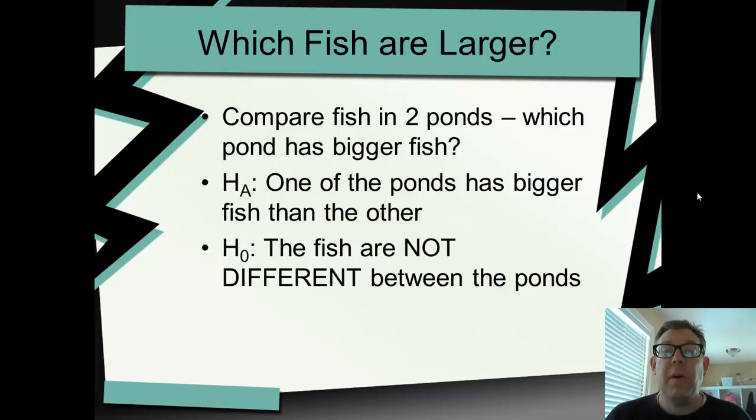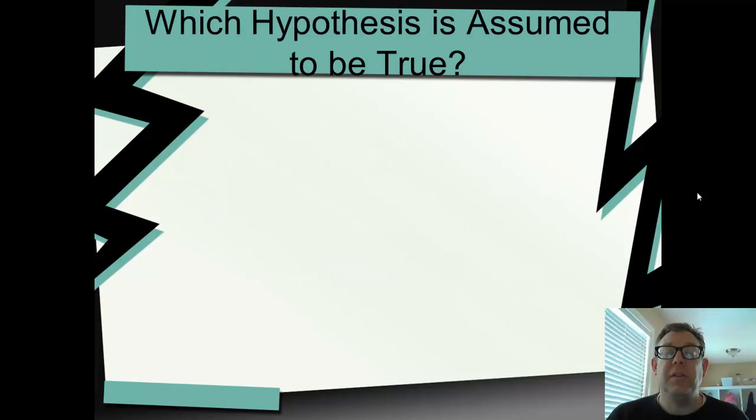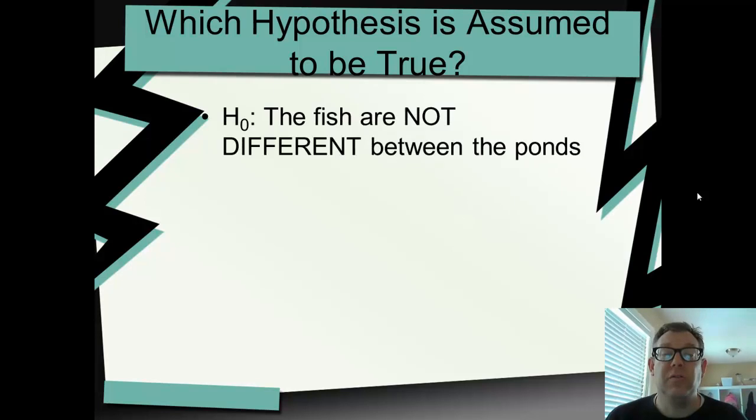So we've been talking about setting up these hypotheses. Let me ask you this. Which hypothesis is assumed to be true? Take a second. Choose your answer. In this example, what do we assume is true? We always assume the null is true. We always assume there's no difference between our groups. And so in this example, we assume there's no difference between the ponds.